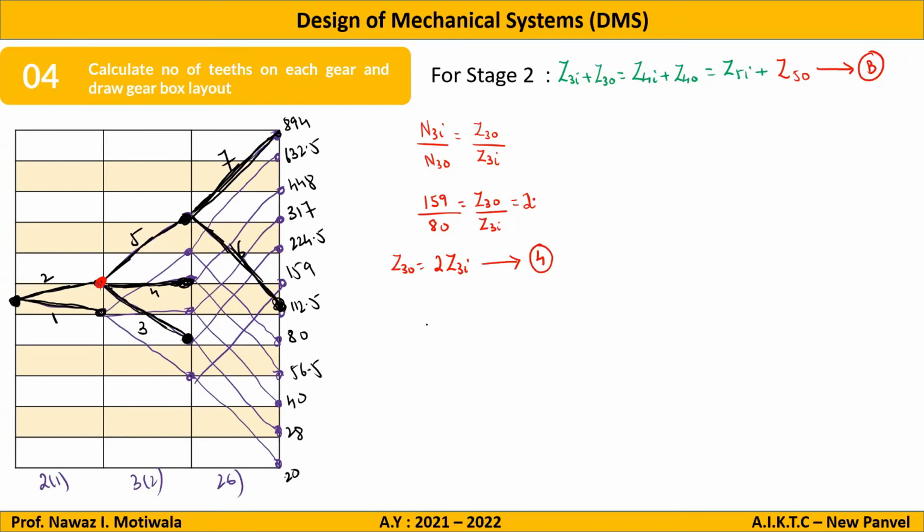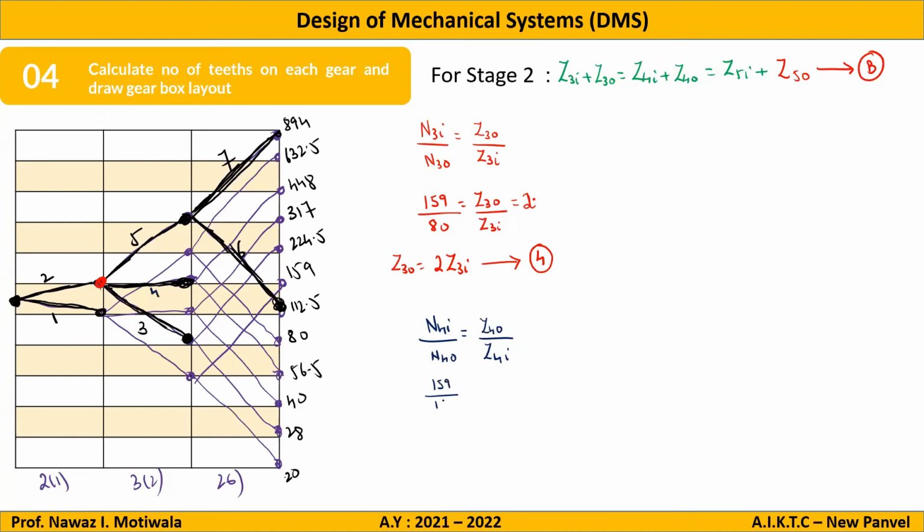Let this be equation number 4. N4 input divided by N4 output is equal to Z4 output divided by Z4 input. Now just look at the fourth gear, which I have marked here as 4. What is the input speed and output speed? Tell me. What is the input and output speed for the fourth gear? Sir, for the fourth, input speed is 159. Okay, output.